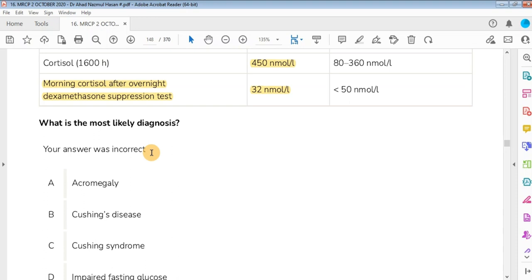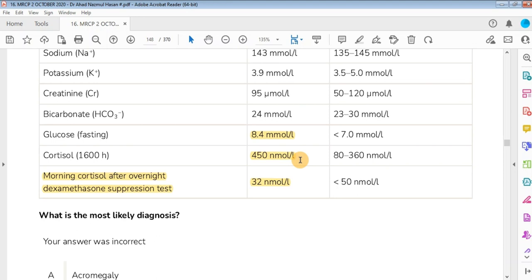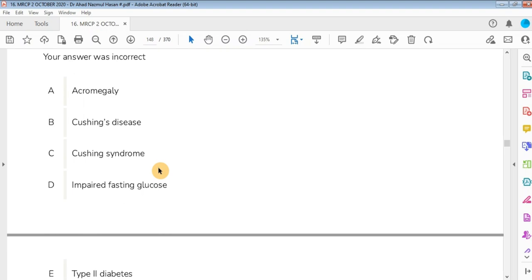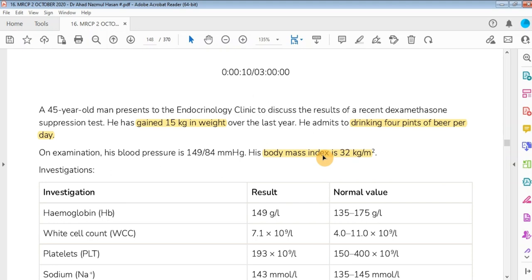So the cortisol level here is mildly elevated, and this is just an inconclusive result. And the morning cortisol after overnight dexamethasone suppression test is negative. So this is excluding both Cushing's disease as well as Cushing syndrome. So based on the picture, what can then be the most likely diagnosis here with weight gain, BMI?